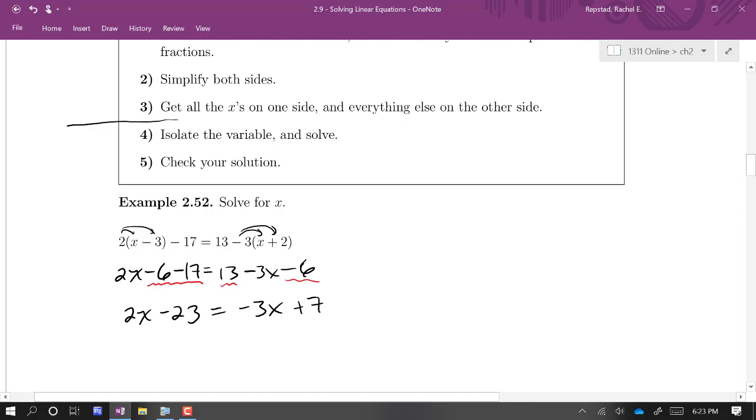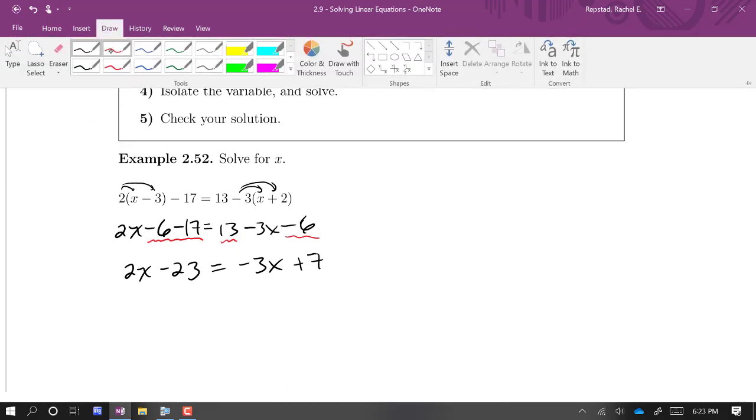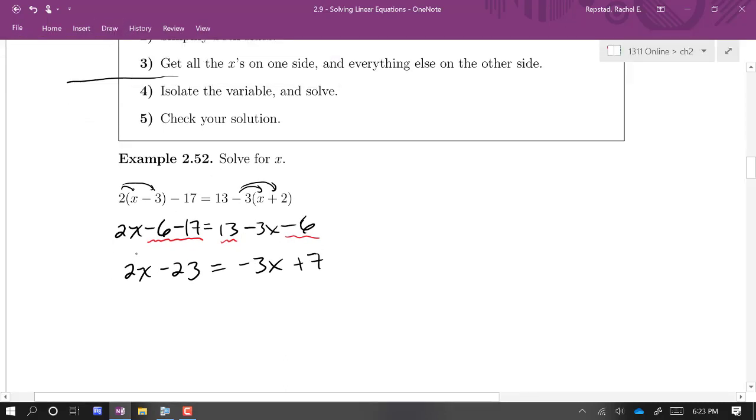Now I want to get all of my x's on one side and everything else on the other. Now you can pick either side you want to get your x's on. I tend to default to the left. Sometimes I'll use the right side if it seems convenient. But I'm going to get all my x's on the left side, so I'm going to add 3x. Now I'm motivated to add 3x because I need to get my x's out of the right side. That means I need to also add 3x on the left side.